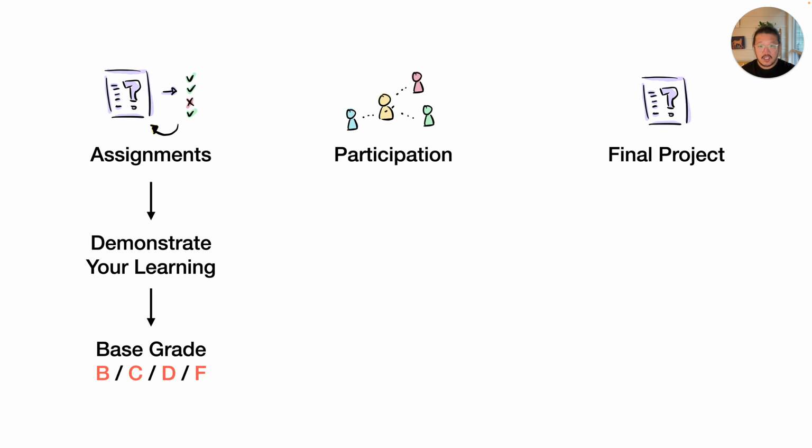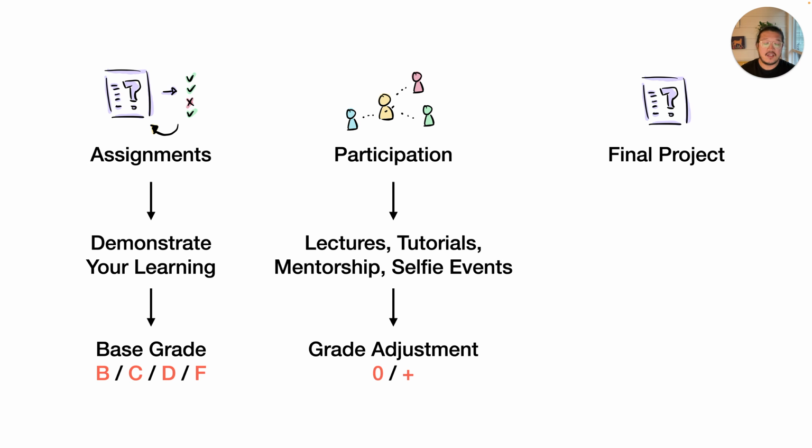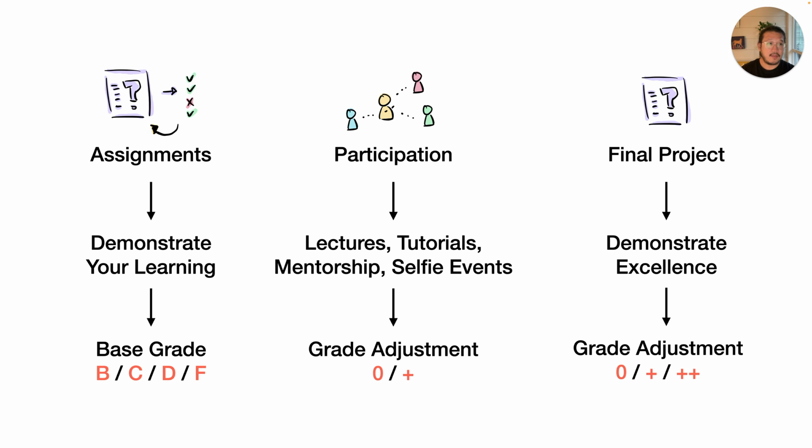And then you have the participation grade, where you participate in lectures, attend tutorials, attend mentorship sessions, and participate in self-events, right? That's going to give you a grade adjustment of either 0, meaning no adjustment, or plus, which means boosting your grade by 1 grade point. And we'll talk about grade point in a little bit.